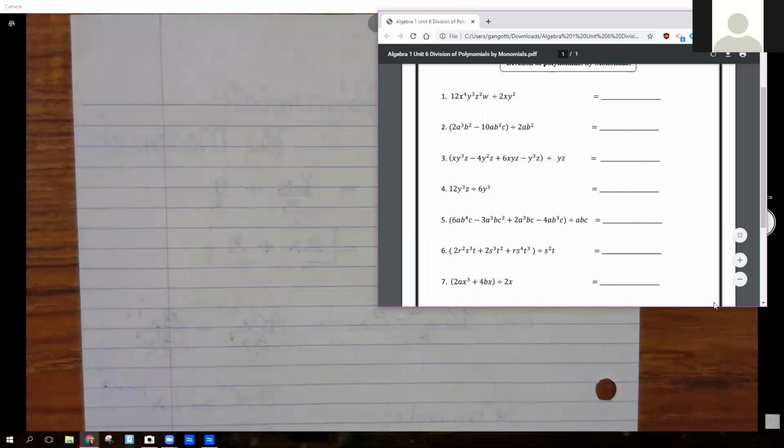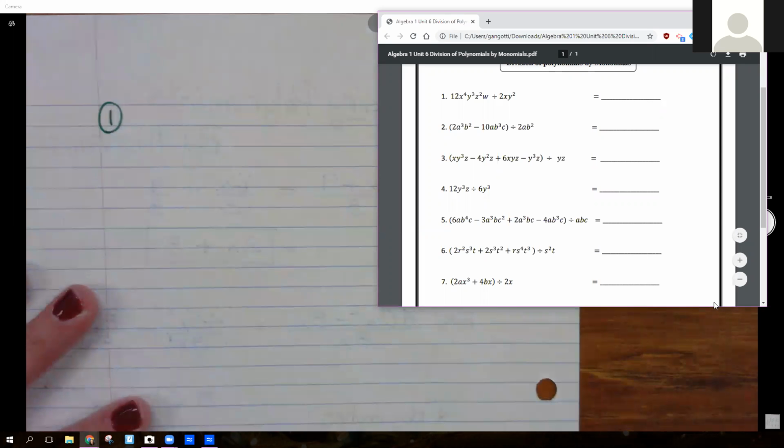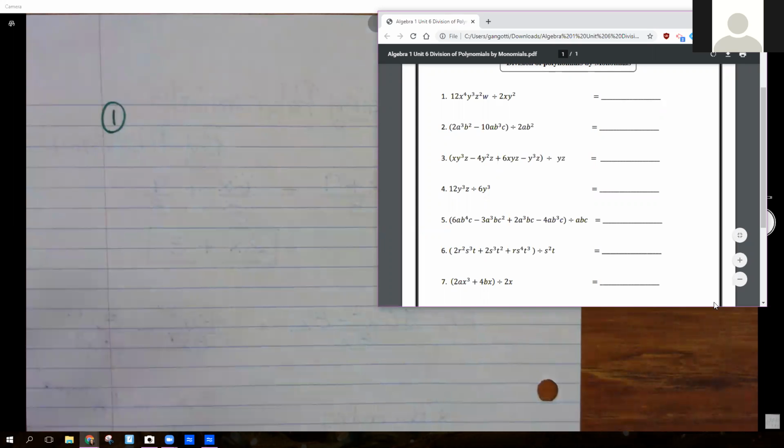Alrighty, so for this dividing polynomials by monomials, we're going to start the homework and do the first 3 problems together. Here's number 1. I'm trying to fit it all in there and have the worksheet available. Maybe if I move this over, this will be good. There we go. That's a little better.